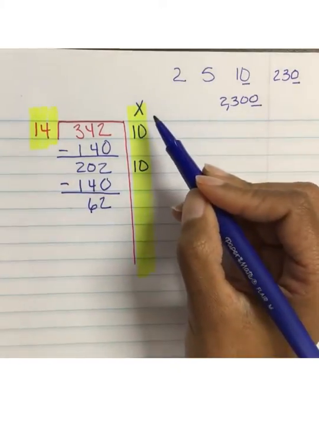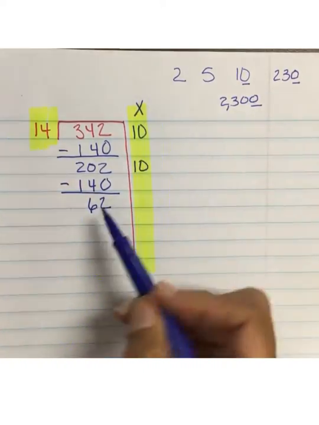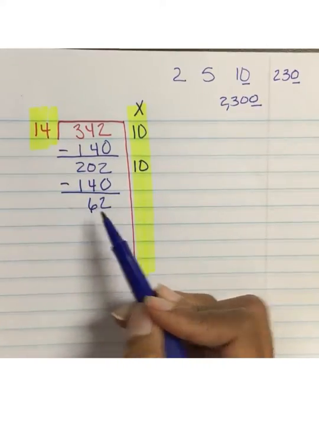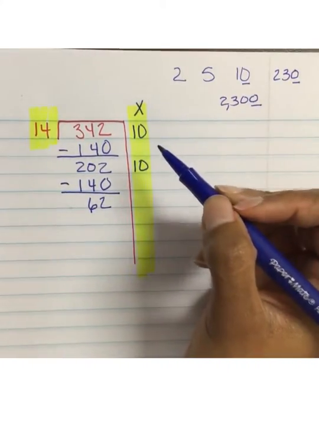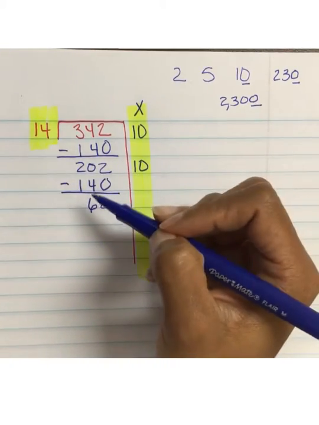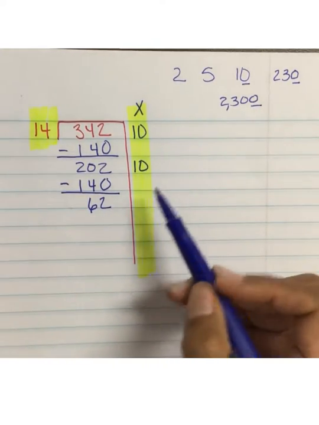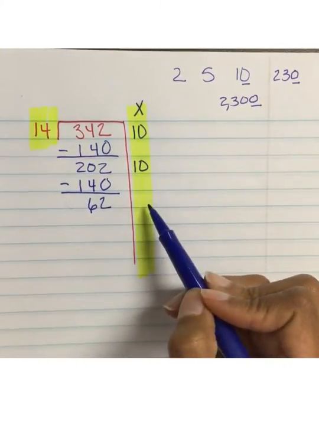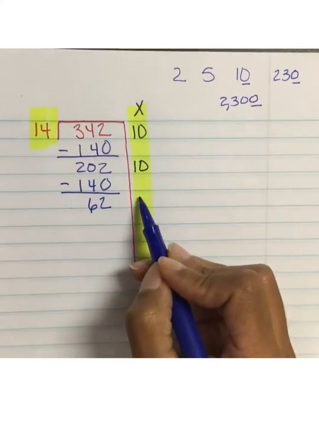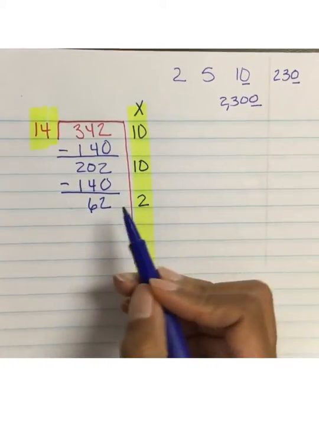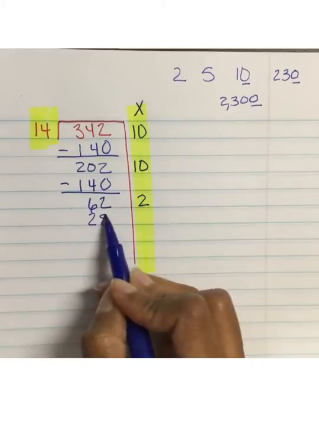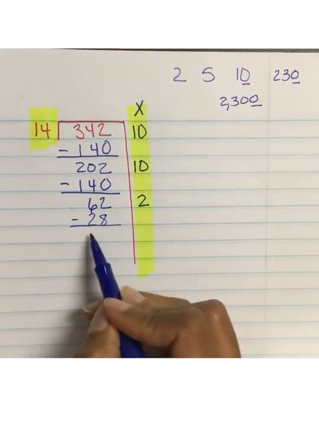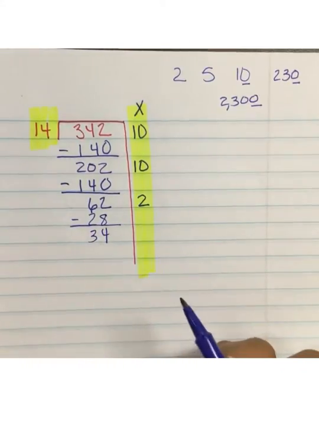This time, I can't multiply by 10 because 140 is larger than 62. So I have to figure out what number I want to multiply 14 by that gives me something smaller than 62. And I can do times 4, I can do times 2, I can even do times 1. I'm going to go with times 2. And that would give me 28. And that works because it's less than 62. And when I subtract that, that gives me 34.